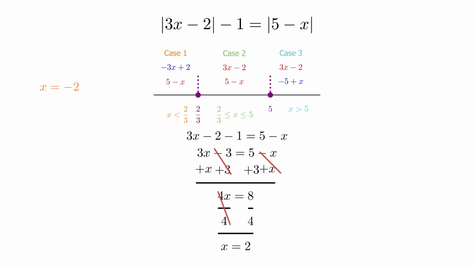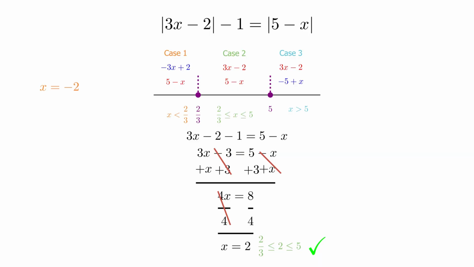And once again, because case 2 is checking to see everything between 2/3 and 5, we want to make sure that our solution falls in that interval, and it does. 2 is greater than 2/3, and in this case less than or equal to 5, so that also works.